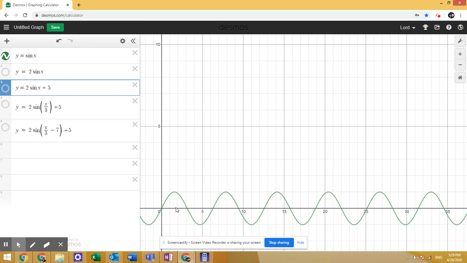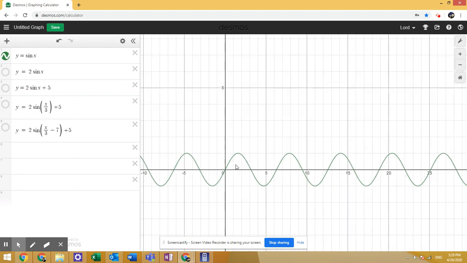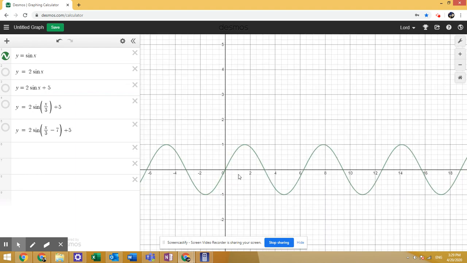The amplitude of my wave, and I might zoom in a little bit just so I can see it, is up and down 1. So from that middle line of 0, we can go up one place or down one place. So altogether it goes up a grand total of 2. But from my middle line we go up 1 and down 1.